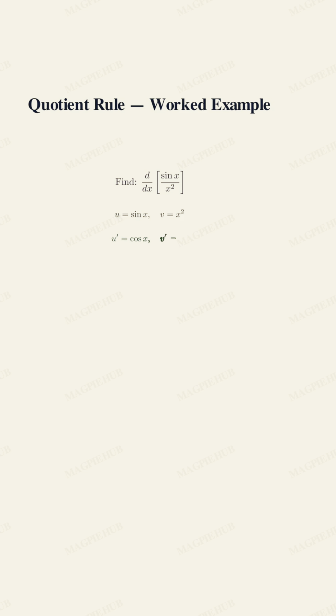Applying the quotient rule, u prime v minus u v prime over v squared. That gives cosine x times x squared minus sine x times 2x divided by x to the fourth. Simplifying by factoring x from the numerator, x cosine x minus 2 sine x over x cubed.